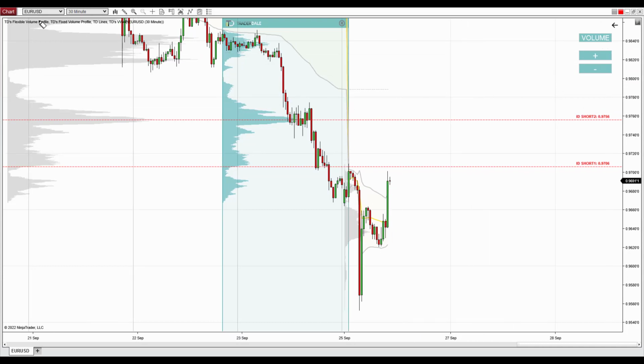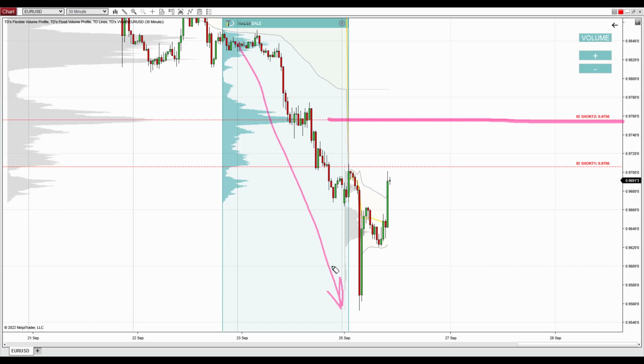As I was saying, the first trading idea is on the euro-dollar. We are looking at the 30-minute chart, and there was pretty strong selling activity and a very strong spike earlier today. This spike right there. What I wanted to show you is a strong resistance at 0.9756 in here, and this resistance is based on this strong selling activity.